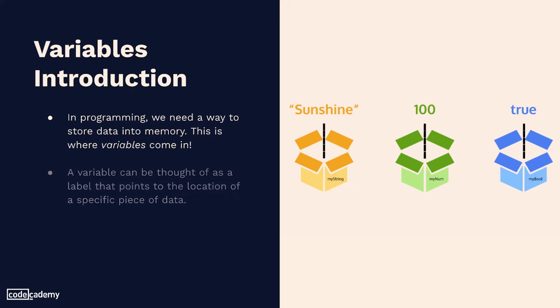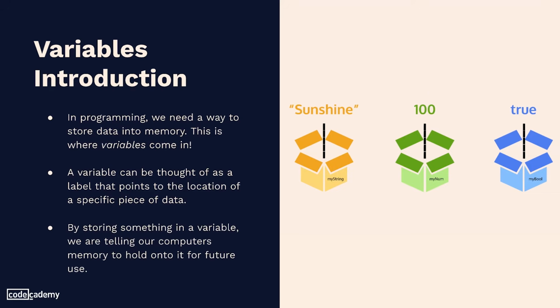We can think of a variable as a way of labeling and storing a piece of data in our programs. By storing the data in a variable, we are telling our computer's memory to hold on to the value for future use. We are also creating a label for the value, so if our program ever needs to find it, it can do so fairly easily.